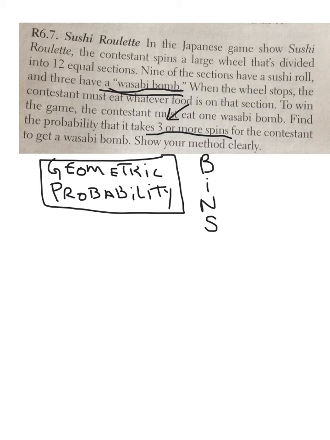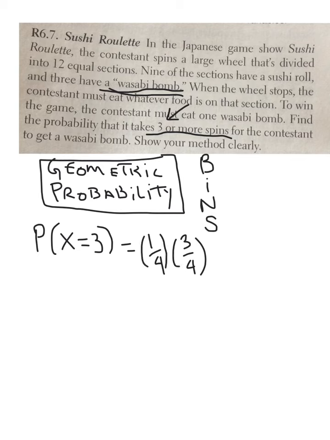And that's the same for each spin. Okay, now check this out. If we wanted to know exactly 3 spins, the probability that x is equal to 3 would be, well, 1/4 winning means 3/4 not winning. And if we spun it 3 times, we won on the 3rd try, and the first 2 tries were no good. So that's how you would figure that out. But this question is not saying that. It's saying 3 or more spins.